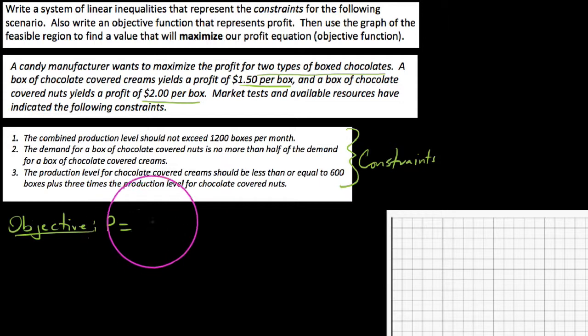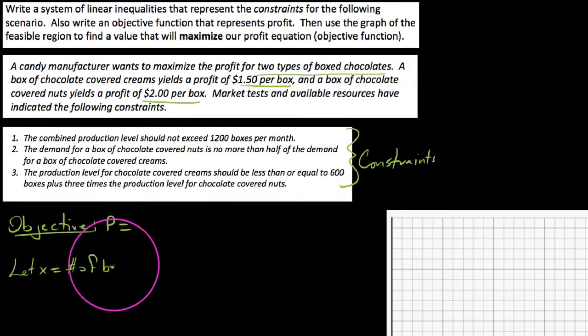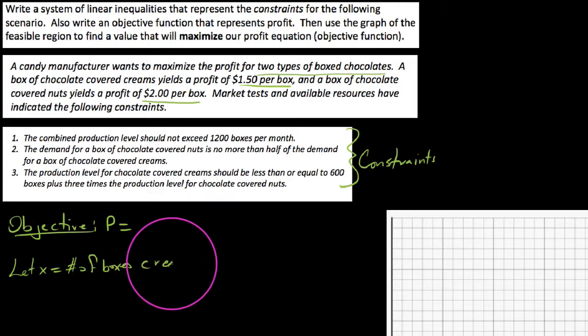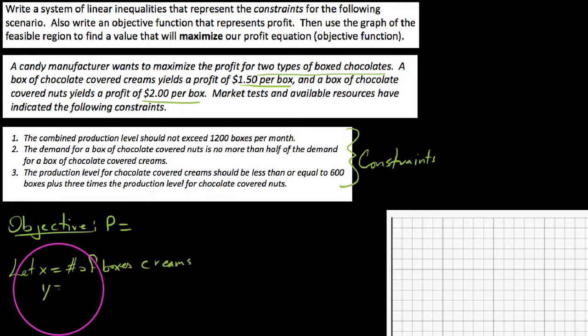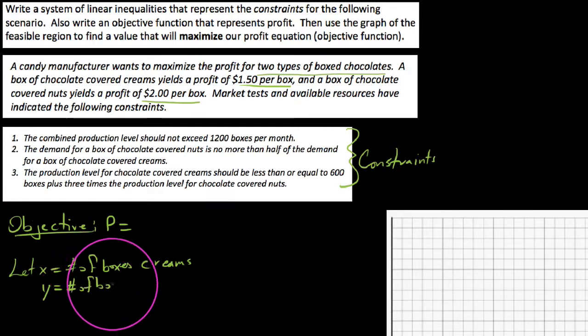So we'll say p. And in order to calculate profit, we're getting $1.50 a box for the creams and $2 a box for chocolate covered nuts. So we could calculate our profit as $1.50 times however many boxes of the creams we sell and $2 times however many boxes of the nuts we sell. So perhaps even before we write our objective function, we should start by defining our variables. Let's let x equal the number of boxes of the creams. We'll let y equal the number of boxes of the chocolate covered nuts.